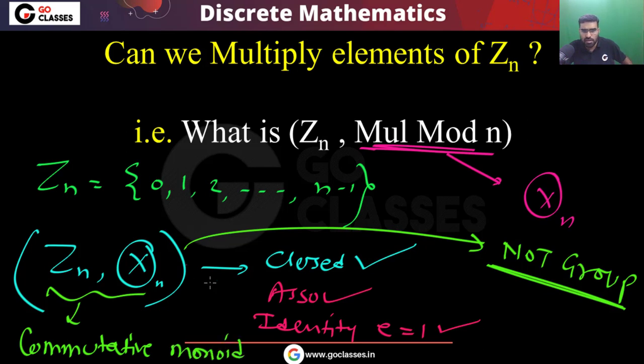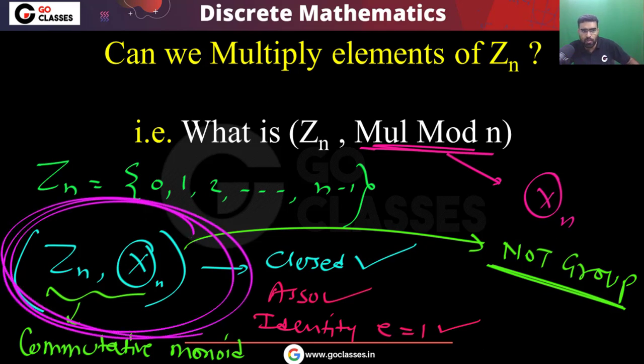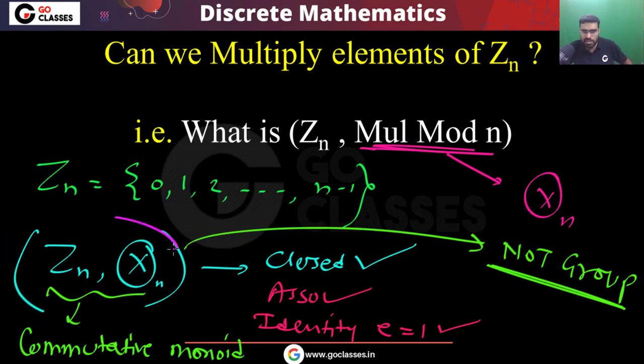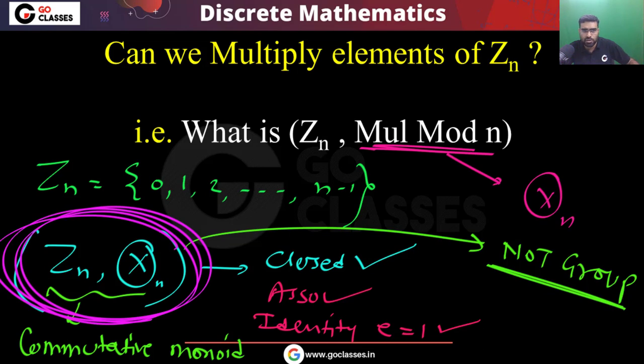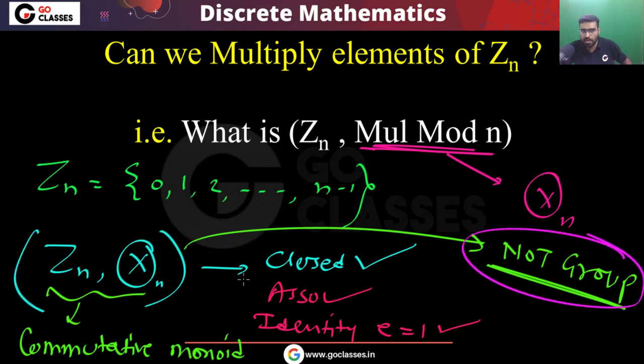Because only the inverse property is the problem. In this structure, there is only one problem, that is the inverse property. This structure does not have the inverse property. So I can say this structure is not a group, but this structure is a commutative monoid.